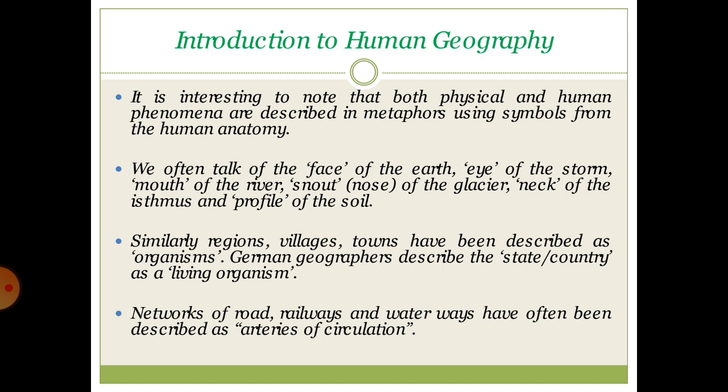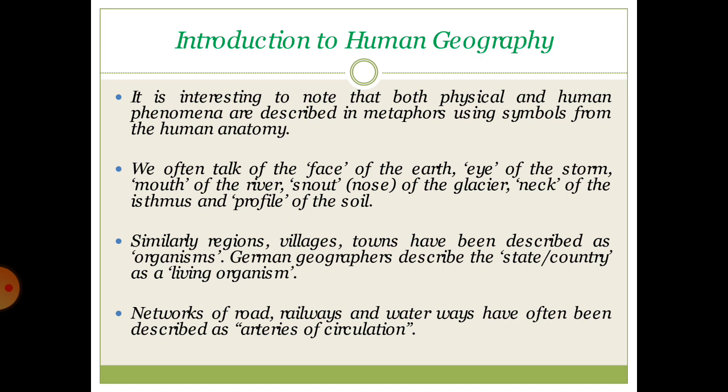We often talk of the face of the earth, eye of the storm, mouth of the river, from where the river originates, that is known as the mouth of the river. Nose of the glaciers, the neck of the isthmus, and the profile of the soil, that is the layer of the soil. So here you see different body parts of human beings have been used to describe different physical features on the earth.